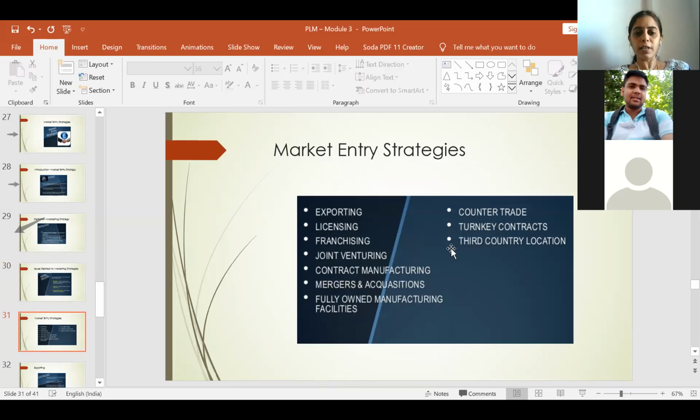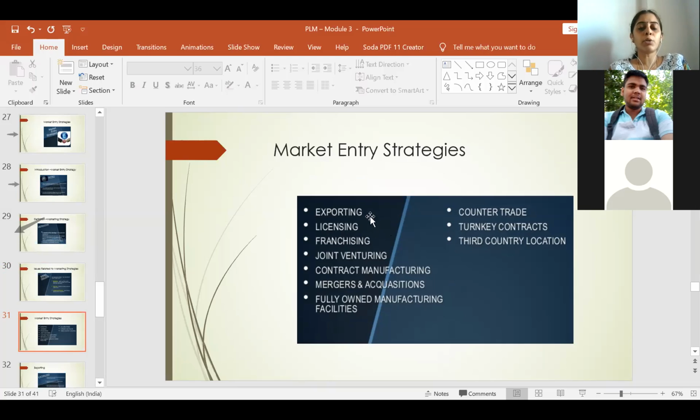So these are the issues and these are the strategies which are defined, and you have a well-defined database related to it. I'm not going in depth on this. You can just identify the key points on which the market entry strategies have already been defined by people.